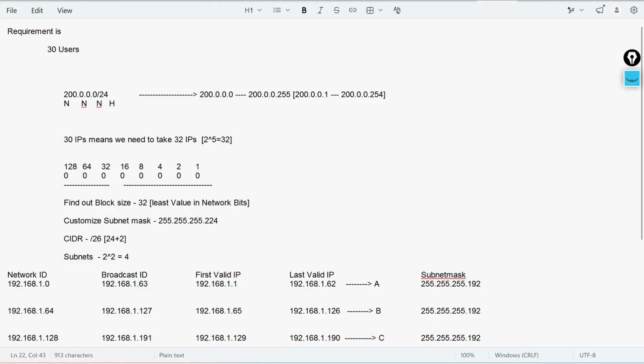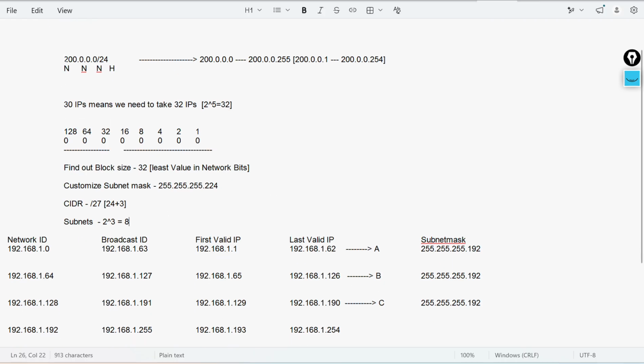And the CIDR mask. How many network bits are there? 3 bits, right? And what are the default network bits? 24. 24 plus 3 is 27. So it is /27. And how many subnets? 2 power of 3, for 128, 64, 32. 2 power of 3 equals 8. So 8 subnets.